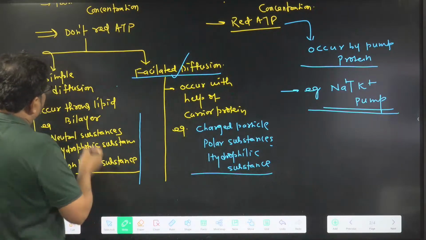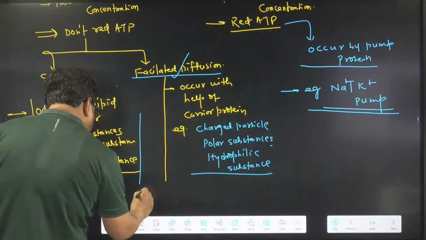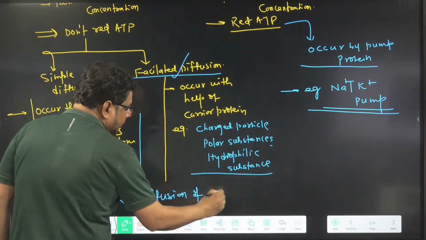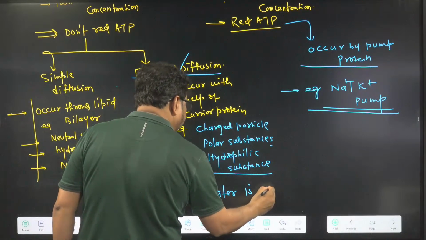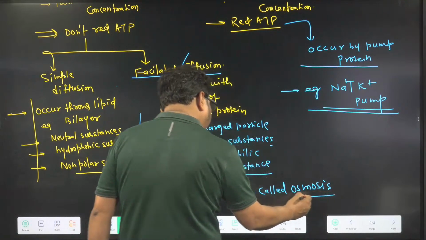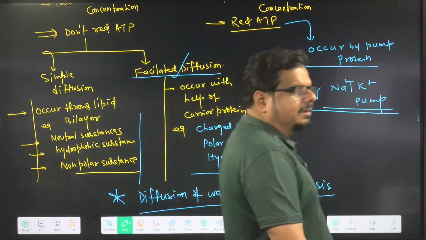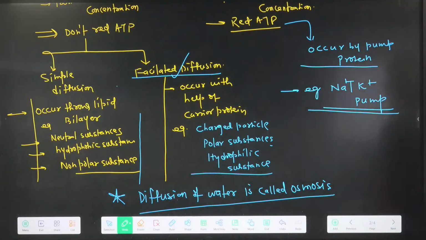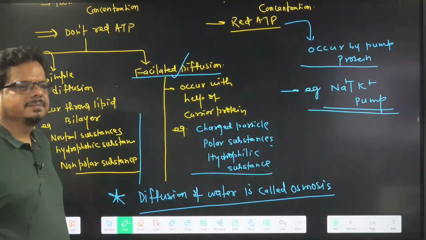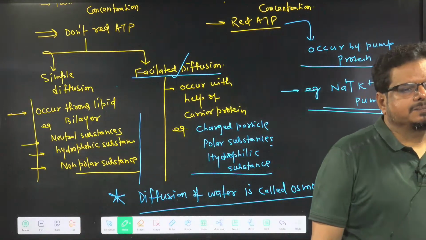Got the idea? So you have simple diffusion and facilitated diffusion. Now one note I am writing: diffusion of water is called osmosis. So the plasma membrane is over. Understand the idea? Did a picture come to mind? Should I ask a small question, two or three? Can you answer it? And then we move toward the endomembrane system.